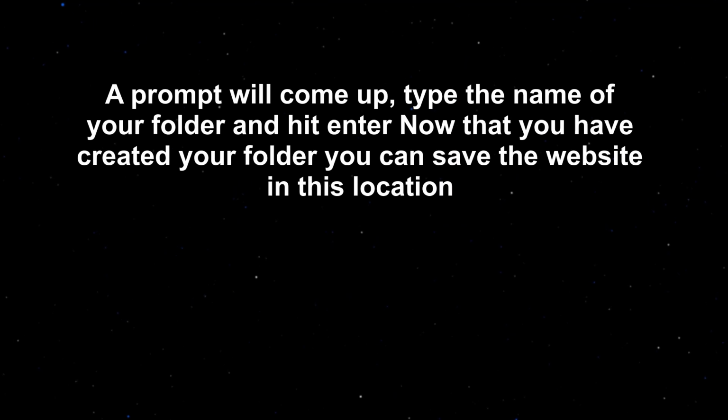To do this, click the drop-down menu in the window where it shows where to save the favorite. You can select an existing folder or create a new one. Select New Folder to create a new folder. A prompt will come up. Type the name of your folder and hit enter.